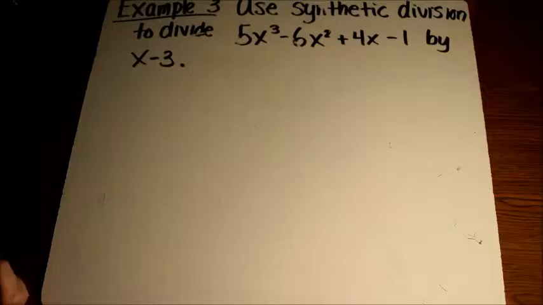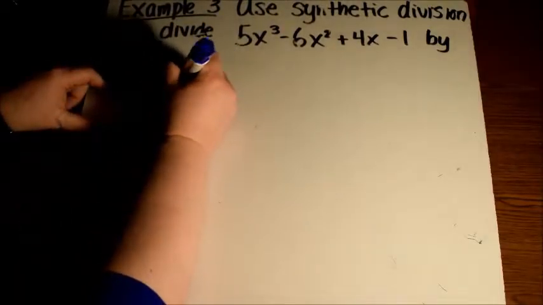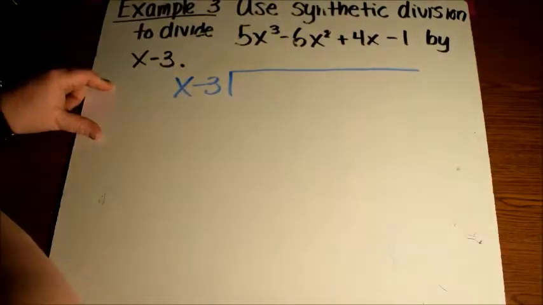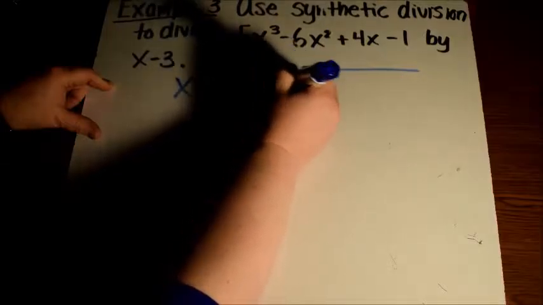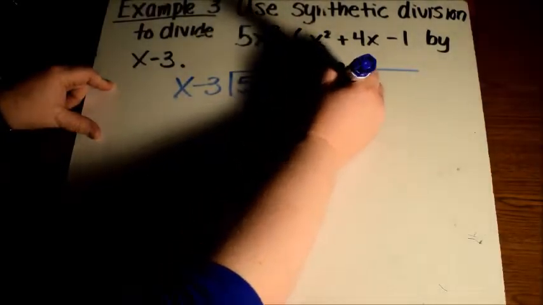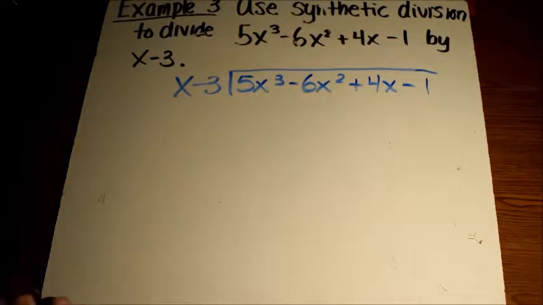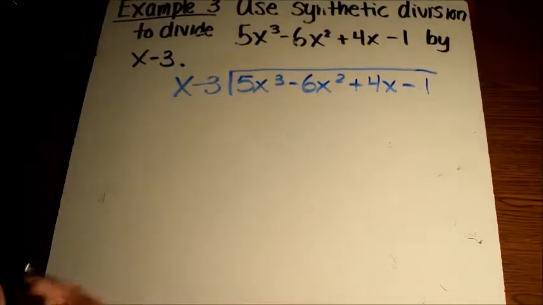So let's set it up the same way we would for long division, and then we'll move from there. So the thing that we're dividing by is this. So we put x minus 3, and then the polynomial underneath here. 5x cubed minus 6x squared plus 4x minus 1. And if we look back at our definition of synthetic division, it says that it's kind of a shortcut, but we're going to ignore the variables and the exponents.